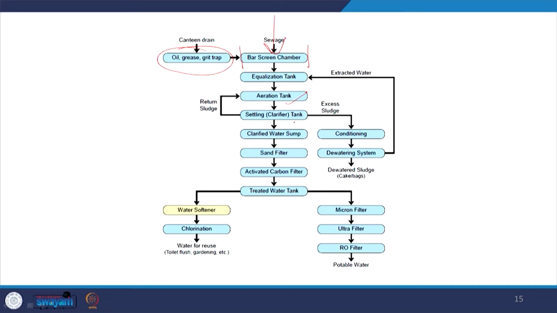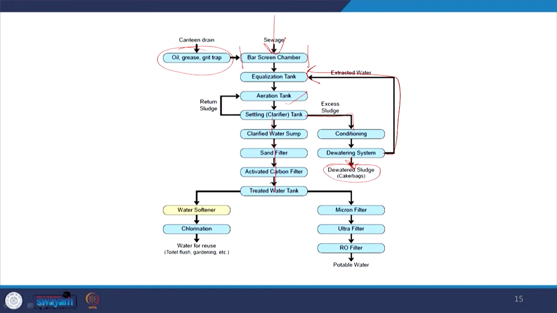From the clarifier tank, the excess sludge is taken into the conditioning and dewatering system where the dewatered sludge, which can be used as manure, can be converted in the form of cakes and taken off, and then the extracted water is sent back to the equalization tank. From the clarifier tank, it goes to the water sump and then passes through different filters.